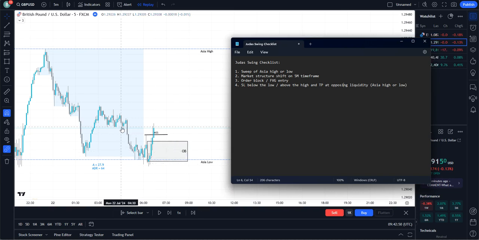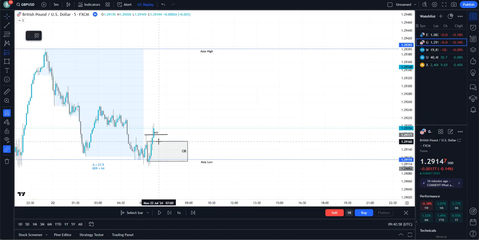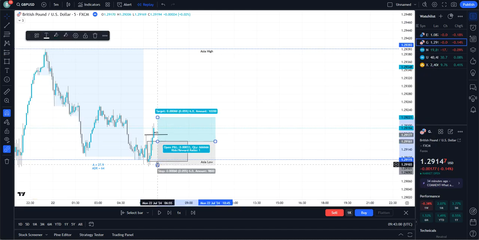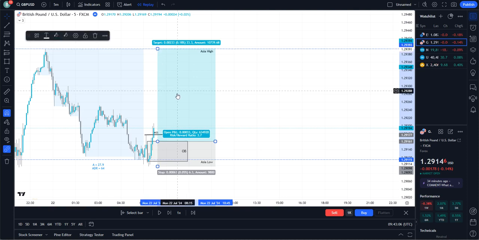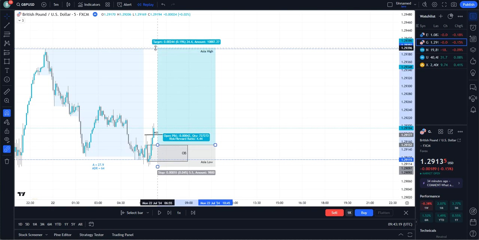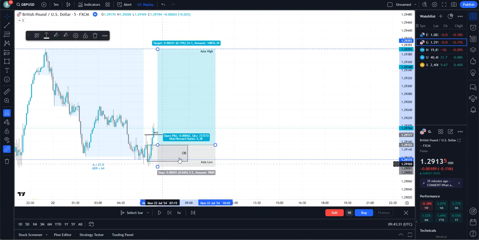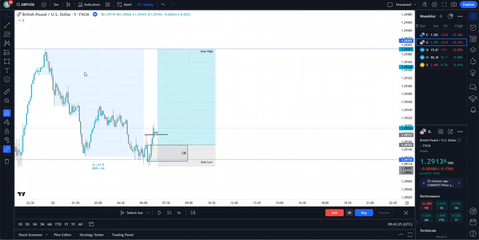In today's trade, we swept the low, we've had our market structure shift, we've found our order block entry. Now we can just place our long position here. Stop loss below the low. We can target the Asia high, leaving us a lovely... Hang on, I had my order block in the wrong place. That's my fault. Target the Asia high for a lovely 4.3 risk to reward. Now, we wait for this to play out.